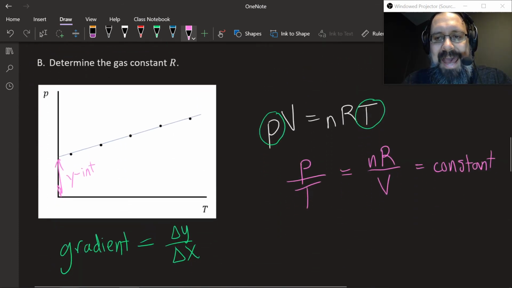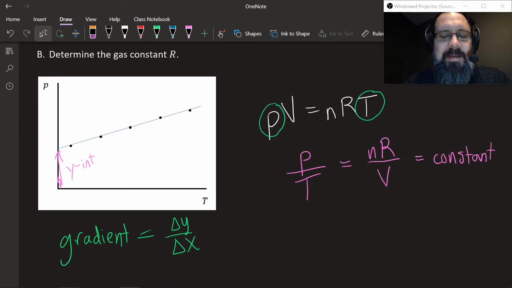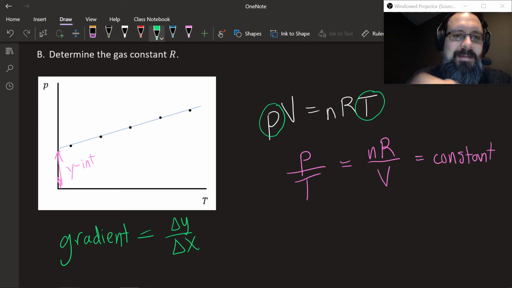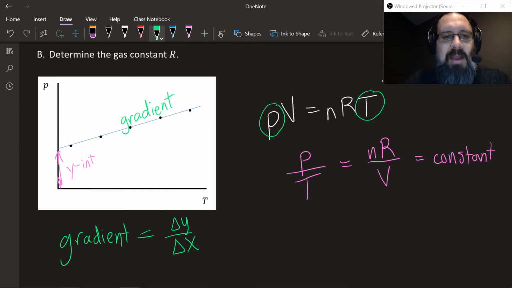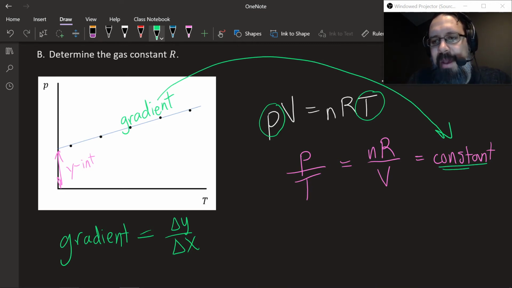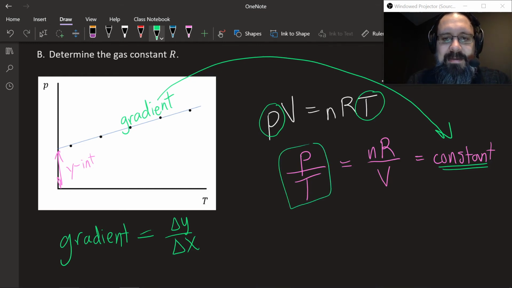So this has to be a constant value, which is great because that means that what's constant in our graph? Well, the gradient is constant. So this will allow us to determine R, because if we can measure the gradient, it's just going to be that constant value. So we're going to measure that experimentally. We'll graph our data, where this is our data. And then this is going to be our gradient.